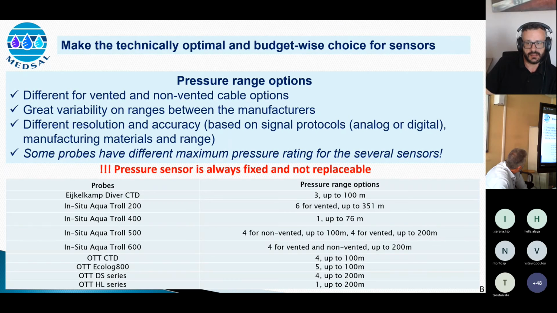Please have in mind that some probes have different maximum pressure ratings for the different sensors. So let's say we could have a pressure range of 100 meters for the groundwater level sensor, but only 50 meters for an ammonium concentration sensor. And a very, very big rule: the pressure sensor is always fixed in the probe and not replaceable.